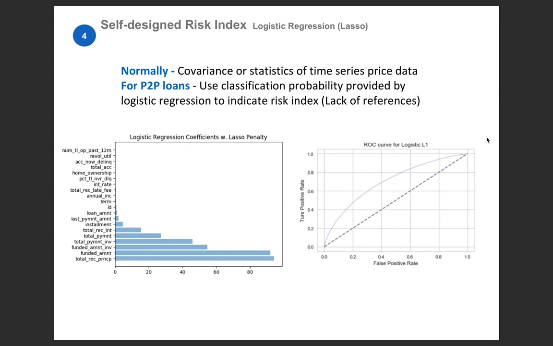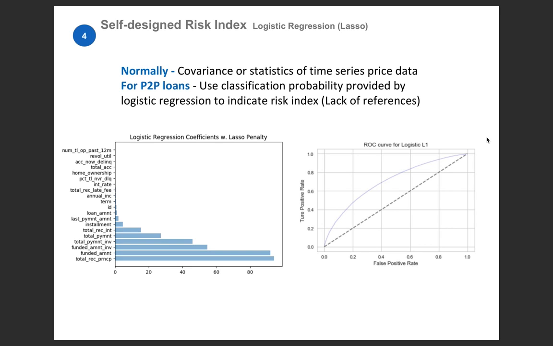For the self-designed risk index, we use the logistic regression that we mentioned before to predict the default probability. And we use this probability as the risk index. We use a lasso penalty for the logistic regression. We can see the coefficients of the different variables. We rank the variables by their absolute value.